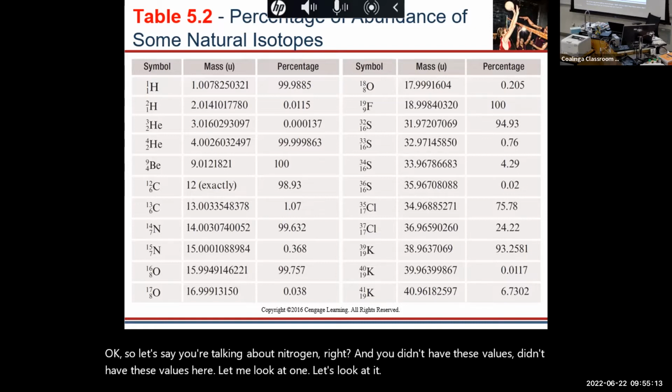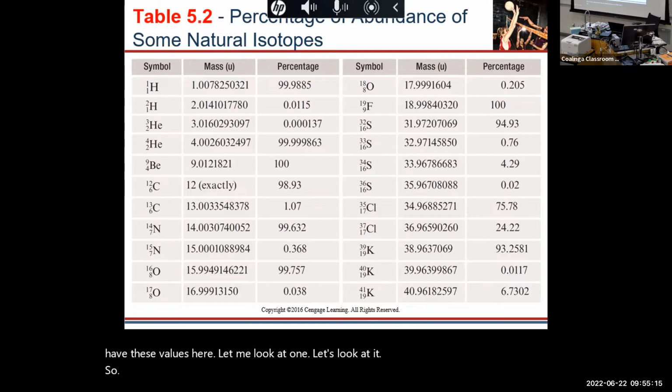Okay, so cadmium. These are two isotopes of cadmium. Which one would you assume to be the most abundant? Cadmium 12 or cadmium 14?